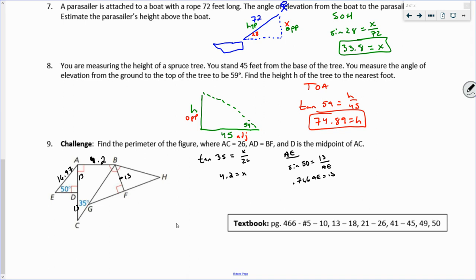I'm going to do the same thing for ED, except now I got to use tan, opposite over adjacent. So if I go tan of 50, opposite side is 13, adjacent side is ED. I go tan of 50, multiply the ED over here, divide off the decimal.